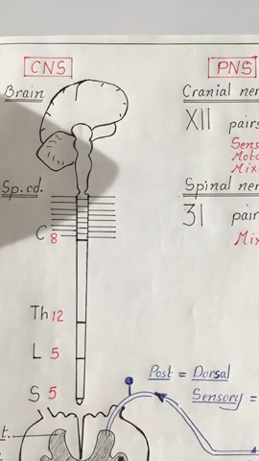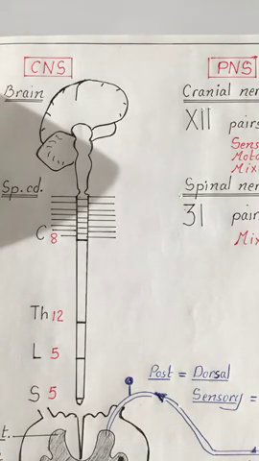So, for easily memorizing, 8 cervical and 12 thoracic, count 20. 5 lumbar and 5 sacral, count 10, and 1 coccygeal. This makes the total of 31.